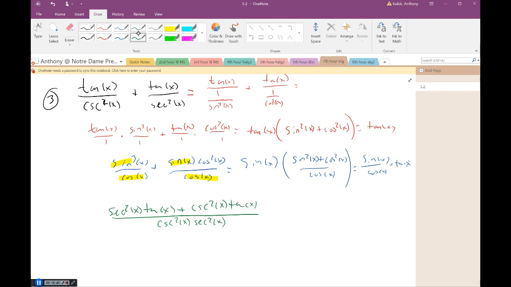What I would do from here, I guess, is just write everything in terms of sines and cosines and see what happened. It gets messy, but it's doable, and it'll eventually all cancel down to just tangent. But it's kind of a long route.